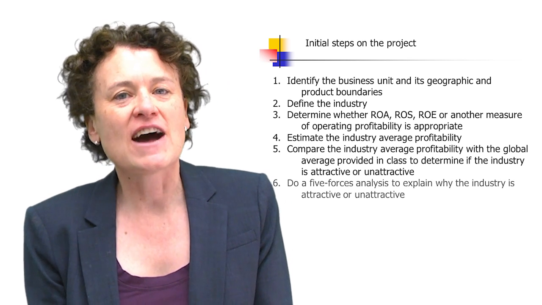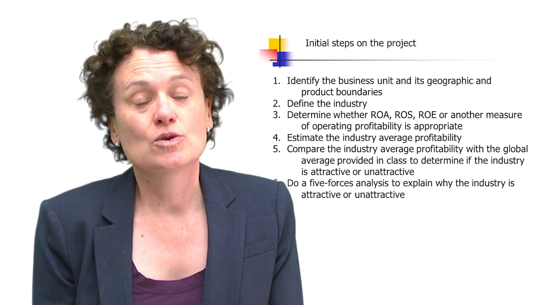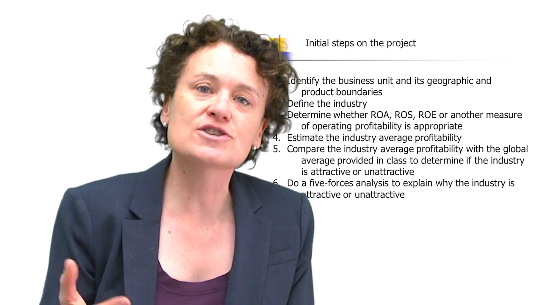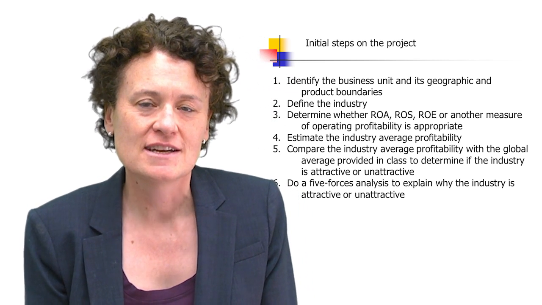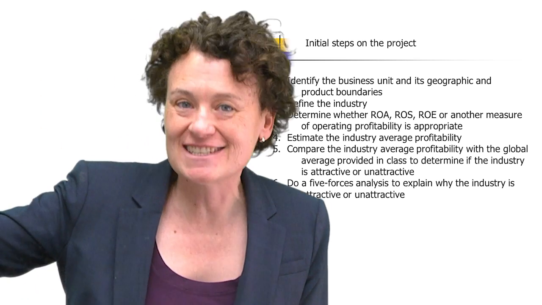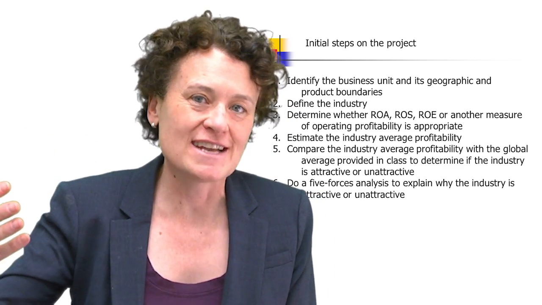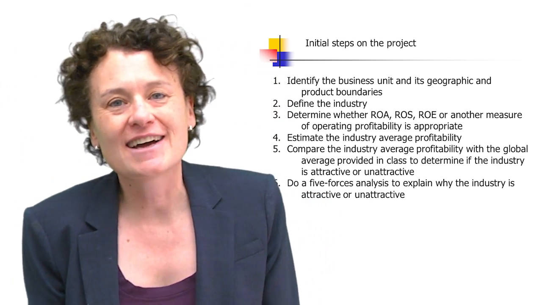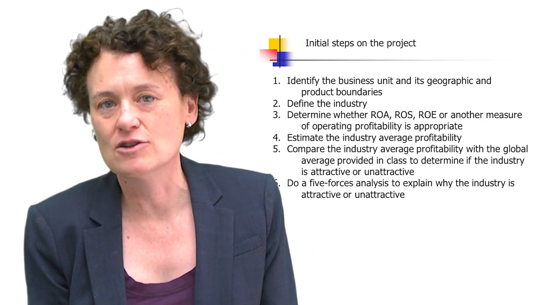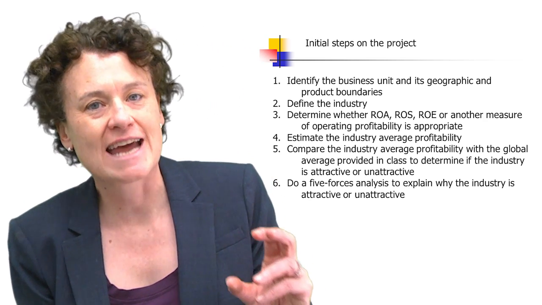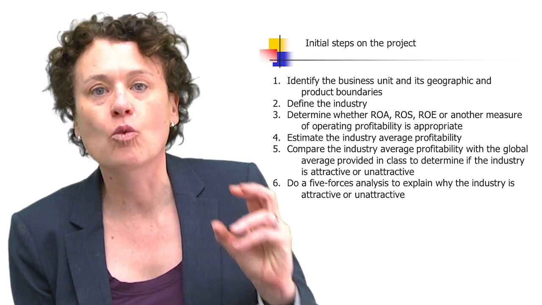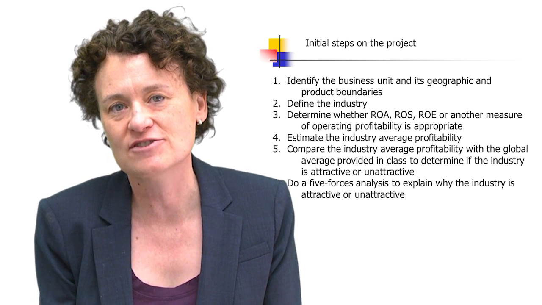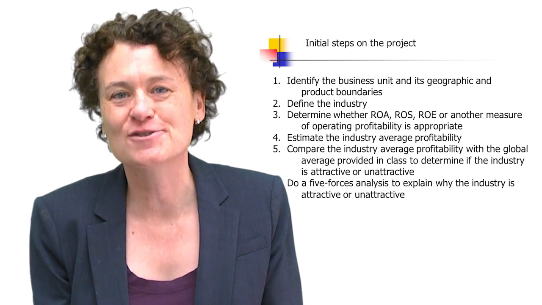The sixth and final step to get started is to conduct a 5 forces analysis to explain the conclusion that you've drawn about industry average profitability. So if you've concluded that the industry is attractive, then you want to drive a 5 forces analysis toward explaining why those 5 forces are low. On the other hand, if the industry is unattractive and underperforming the global average, then you want to run a 5 forces analysis with the objective of trying to figure out why at least one of those 5 forces is high and the profitability of the industry is low. So that's how to get started. Those are the first 6 steps.